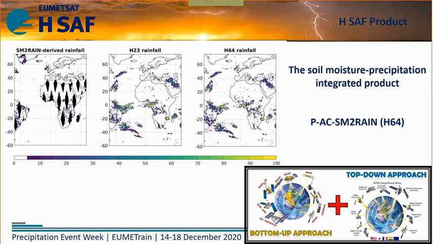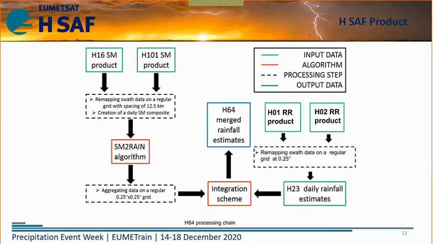And in this case, we integrated the SSM-derived rainfall with passive microwave rainfall estimates over the MSG full disk area. The product is currently under development, but it will be released very soon. And here you can see the workflow and the input data we use for generating the H64 product.